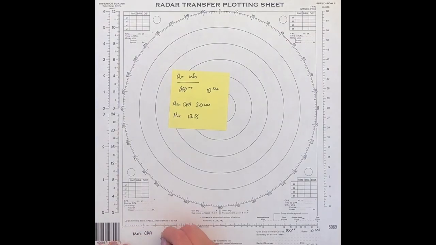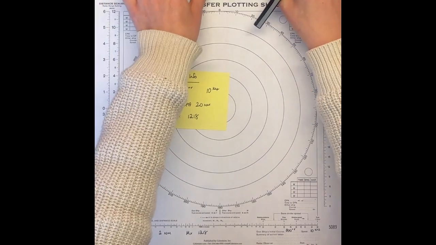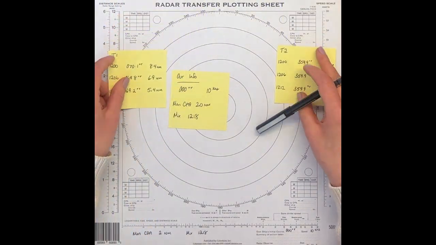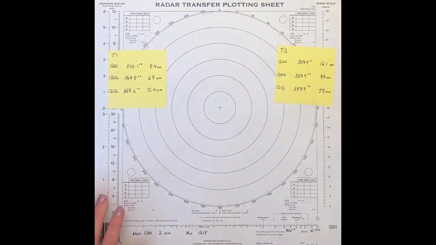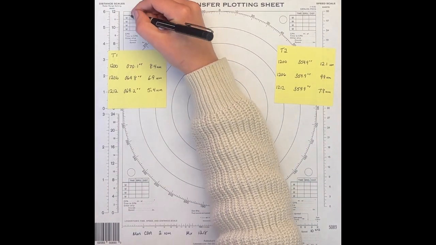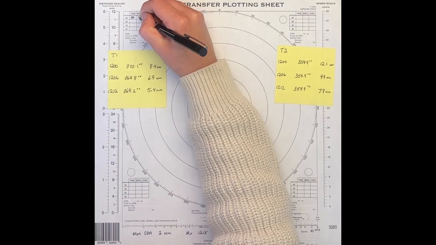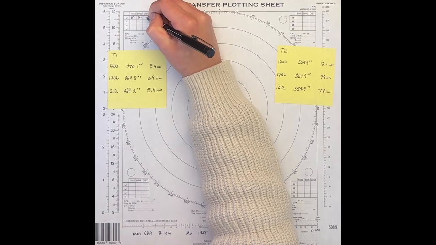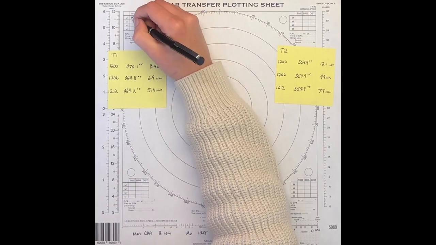We have our ship's info. We're going 000 degrees true at 10 knots. Minimum CPA to maintain is 2 nautical miles, and MX is given as a time of 12:18. We have two targets to worry about in this exercise, target 1 and target 2. For both targets, we have information at 12 o'clock, 12:06, and 12:12.